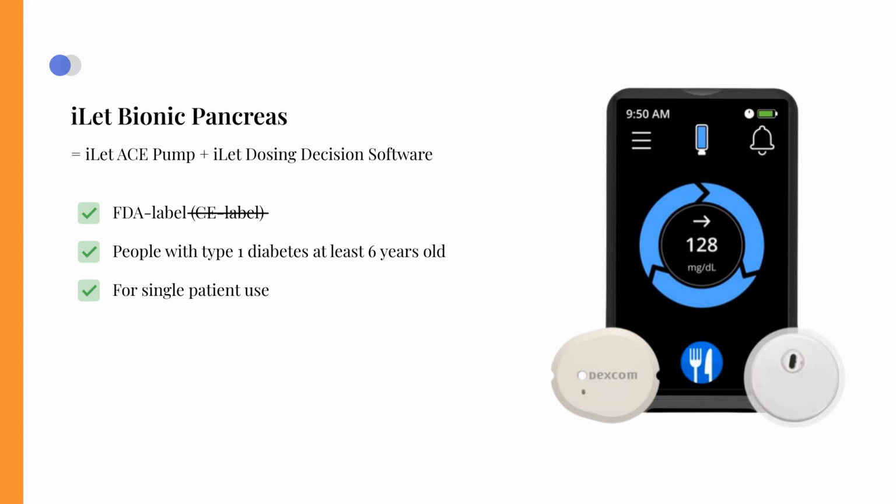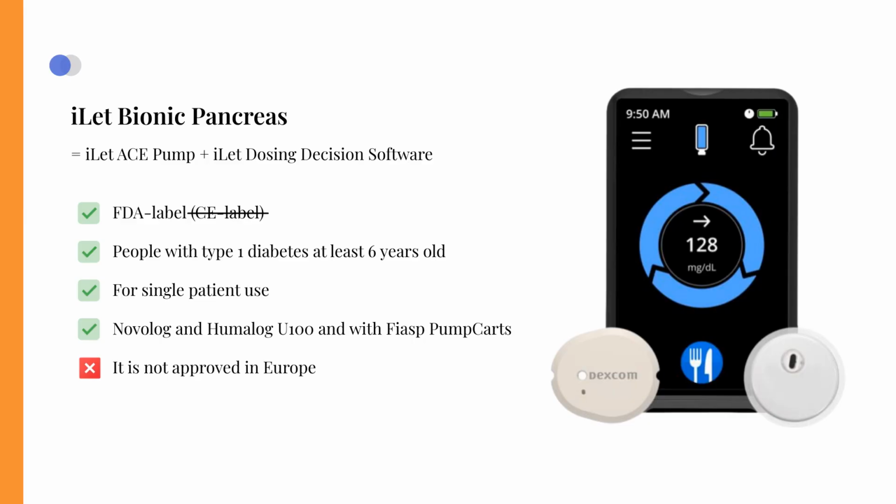The system is approved for use with Novolog and Humalog 100 units per milliliter and with Fiasp pump carts. As of the creation of this lesson, the iLet Bionic Pancreas has not obtained approval in Europe. Please note that the iLet Bionic Pancreas is not approved for use in pregnancy or in individuals requiring dialysis.